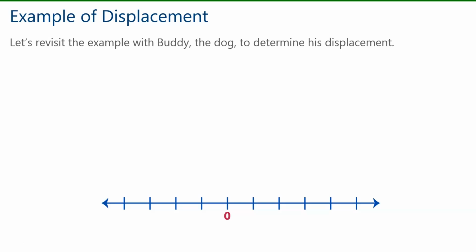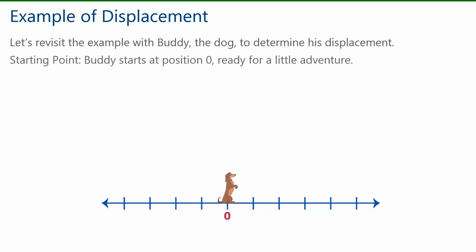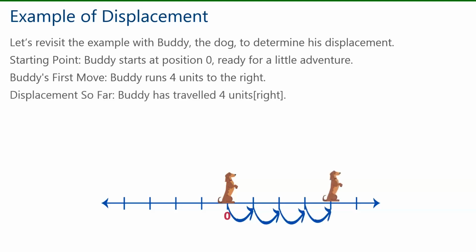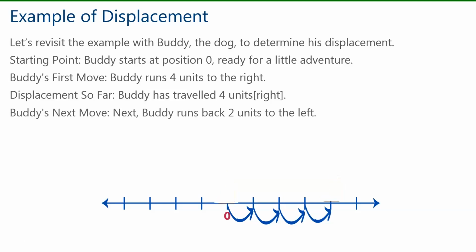We'll revisit the example with Buddy the dog to determine his displacement. Buddy starts at position 0, ready for a little adventure. His first move is to run 4 units to the right. So far, his displacement is 4 units right. Buddy's next move is to run back 2 units to the left.